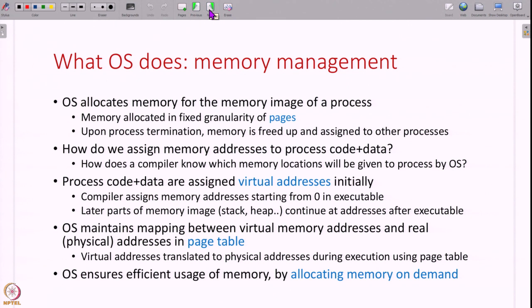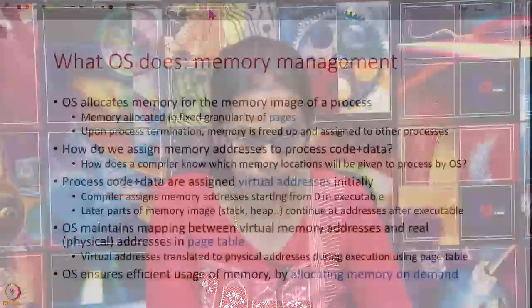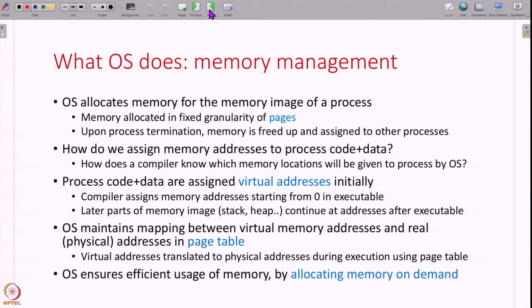Now, we have seen process management, right, processes run for some time in user mode, sometimes in kernel mode and so on. The next thing that the operating system does is memory management, ok. Every process that is running, we have seen, has a memory image consisting of the code and data in the executable, and other things like the stack and heap. All of this is the memory image of a process in RAM, ok. There is code, there is data in RAM.